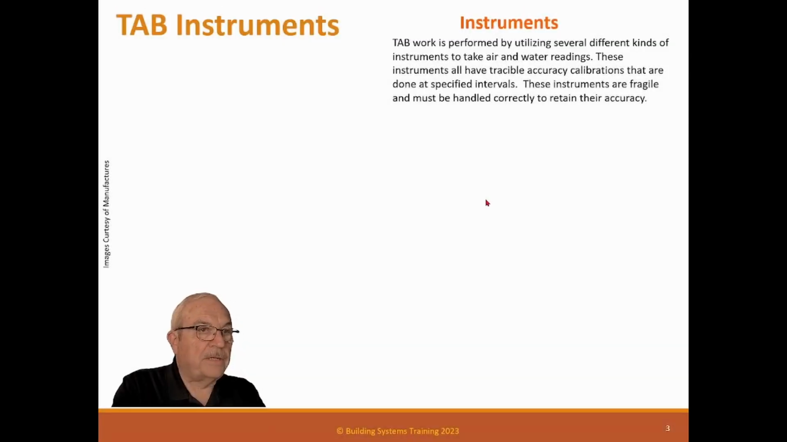So now let's talk about TAB instruments. TAB work is performed by utilizing several different kinds of instruments to take air and water readings. These instruments all have traceable accuracy calibrations that are done at specified intervals. These instruments are fragile and must be handled correctly to remain in accuracy. So you don't go down and get a $1,500 instrument calibrated and throw it in the back of your truck. Realize that its accuracy depends on how it's handled, so treat them with care.